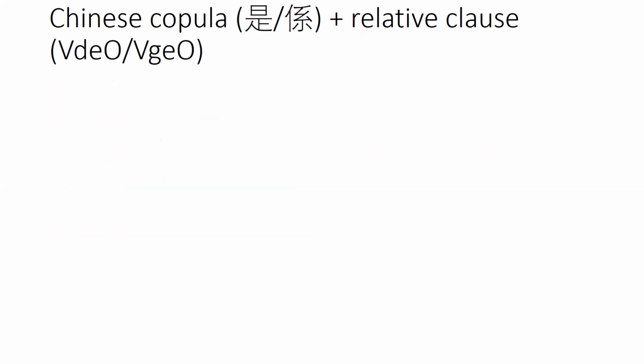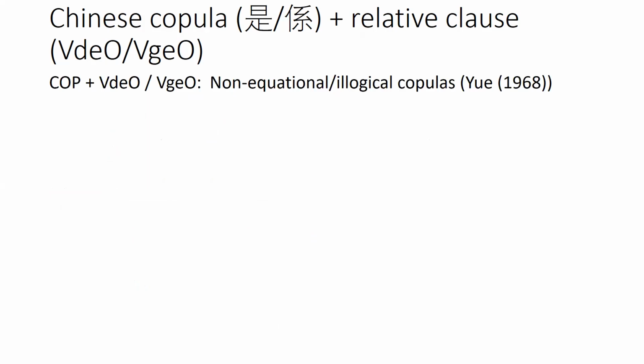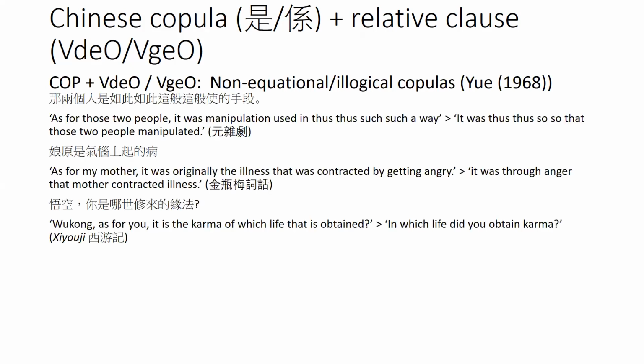With VDO and VGO, however, it's a bit different. In VDO, we're looking at some non-equative or illogical copulars that Anne Yue Hashimoto has famously discussed. In Chinese, copular constructions need not be equational, and the complement can denote something else, something that's not co-referential with the subject. For example, in these examples in the Yuan and Ming dynasties.